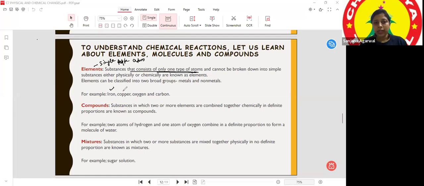Next, copper. Copper again can have trillions of atoms, but their properties will differ from those of iron. But if we look at all the copper atoms, their properties will be the same. Getting it? Similarly oxygen, similarly carbon, similarly any material, liquid, gas, or solid, doesn't matter. I'm not talking about state. Solid, liquid, gas, every matter has atoms, and any of these can be elements. Okay. Next, what are compounds?